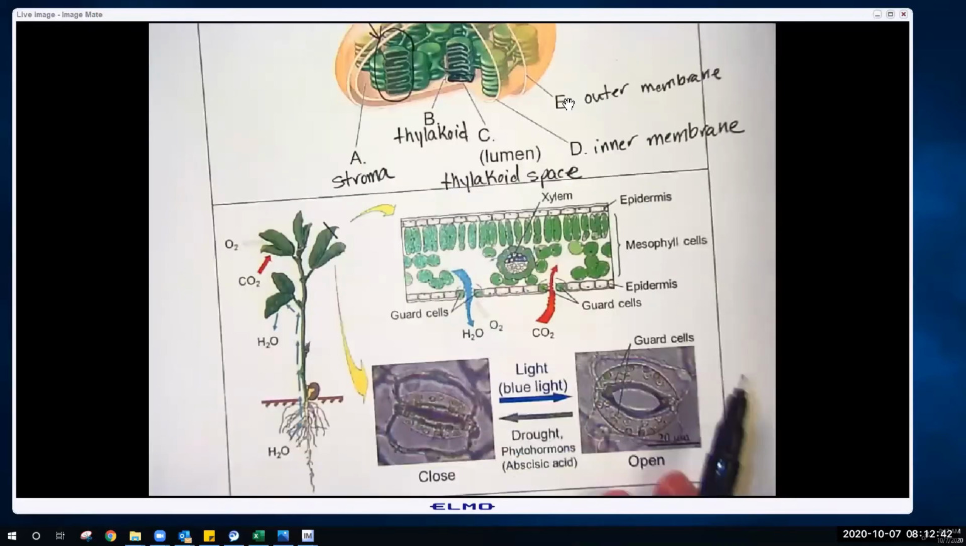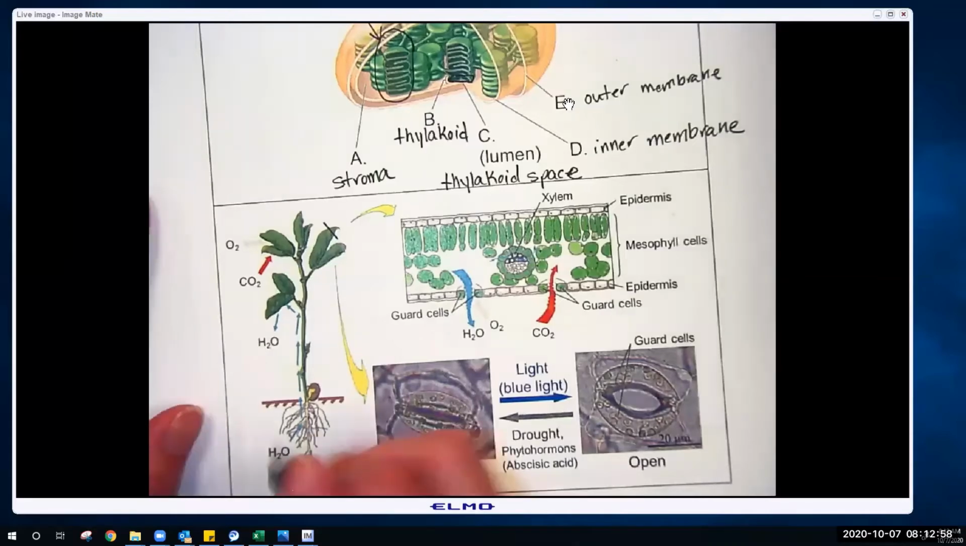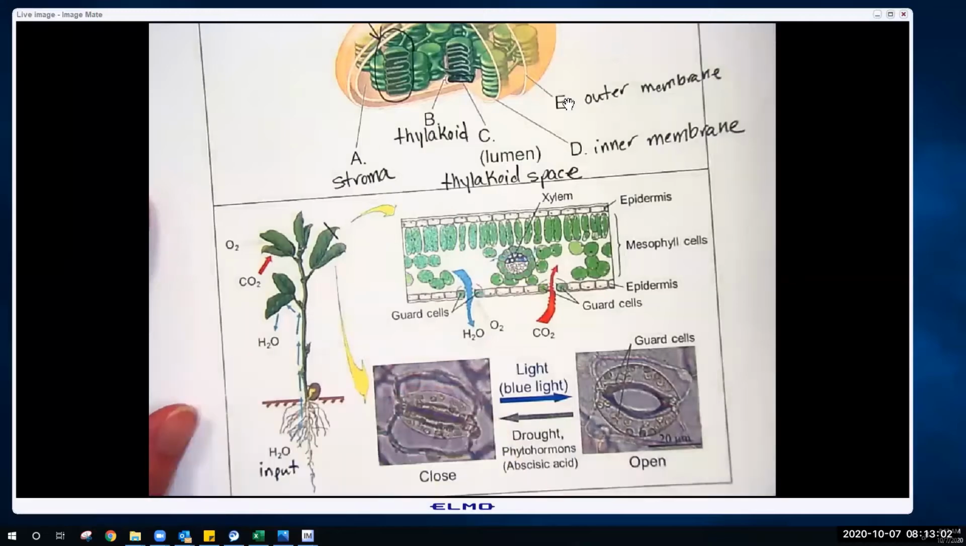Now we're going to look at a plant and look at just leaf anatomy in general. So notice here that we're looking at some of the inputs that are necessary for photosynthesis and how they enter the entire organism. We see that water is a necessary input of photosynthesis. That's going to be absorbed from the roots. It's going to travel up the xylem.